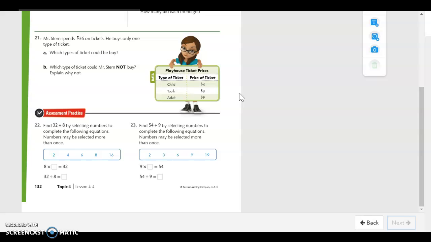Remember, divide by 8 and divide by 9 isn't that simple, kind of like times 8 and times 9. You have to have a strategy, you have to have an idea. Use the best ones you can, have fun.